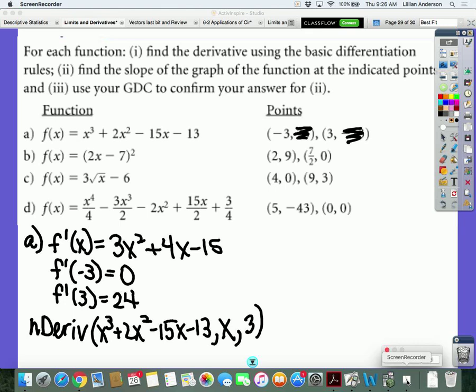Now, you're going to do B, C, and D on your own. All right, for B, what did you guys do for B? Foiled it, cool. So when you foiled it, what was the function that you got? The original function: 4x squared minus 28x plus 49.